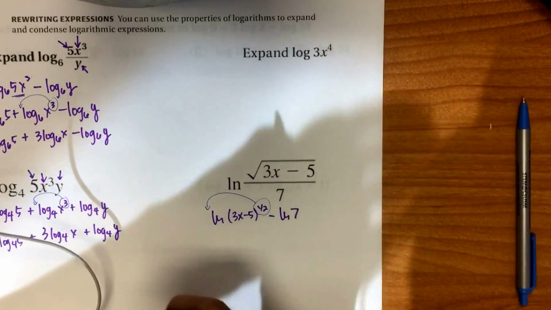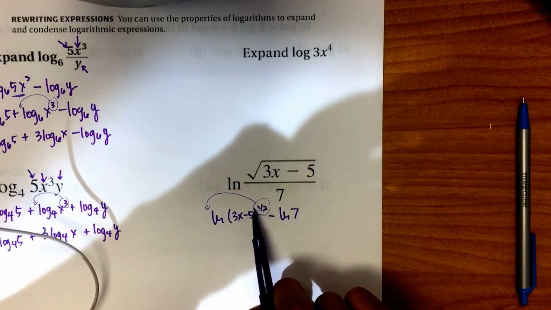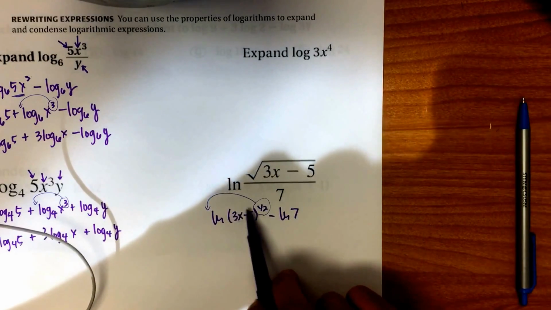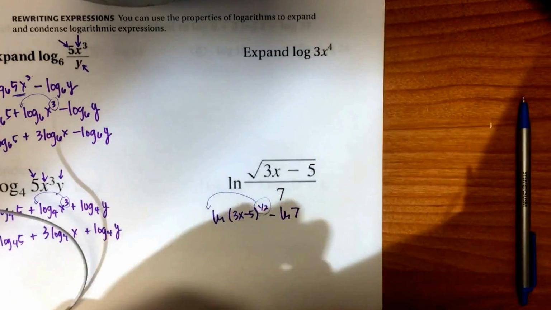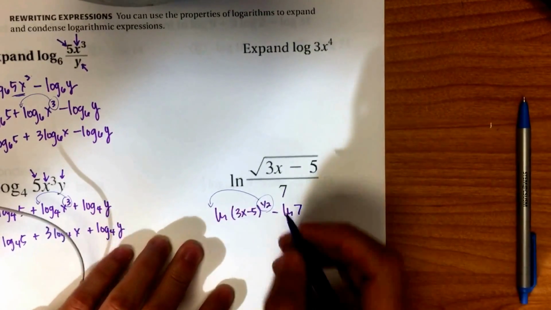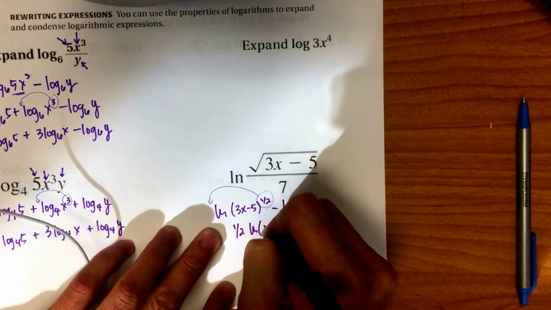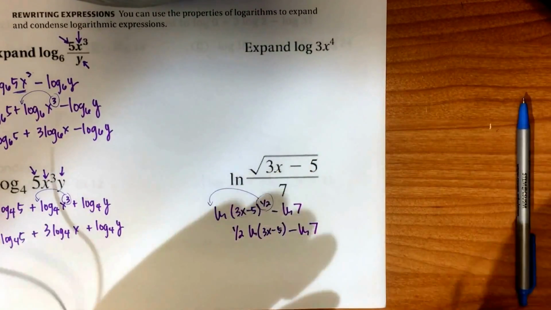Now you might be thinking to yourself, well, don't we need to split the inside of that first? Well, looking at this 1/2 power, notice that this is in parentheses. So that means that the 1/2 power is affecting everything that's in there. So it's okay to put the 1/2 power in the front first. So we're going to do 1/2 natural log 3x minus 5 minus natural log of 7.